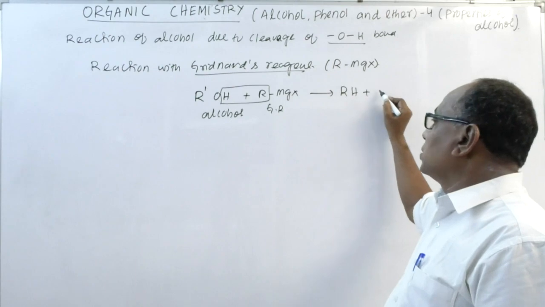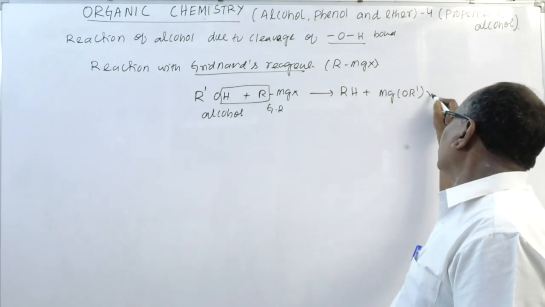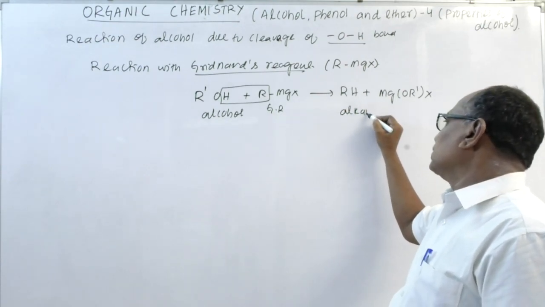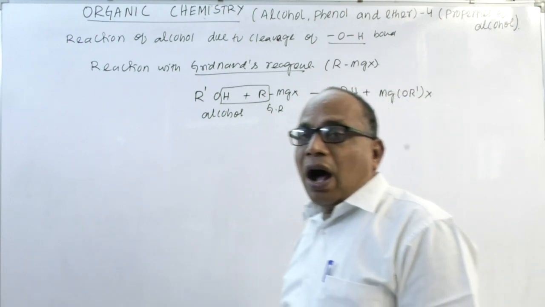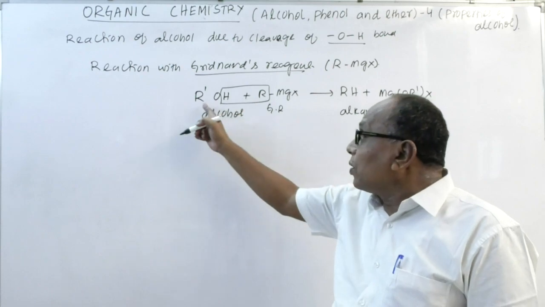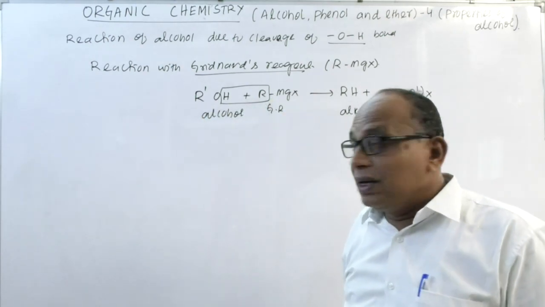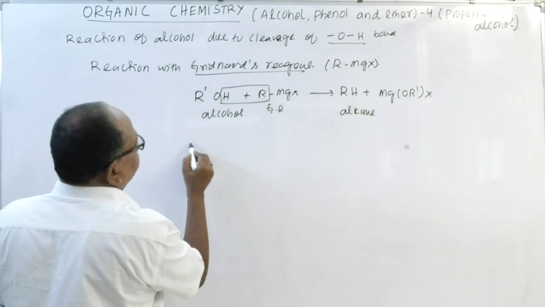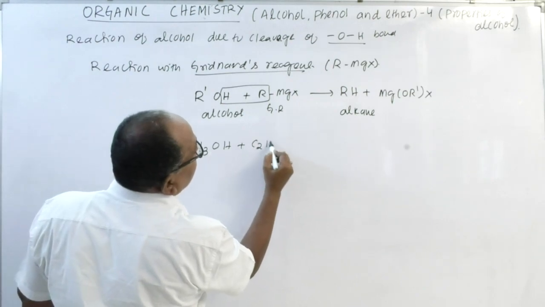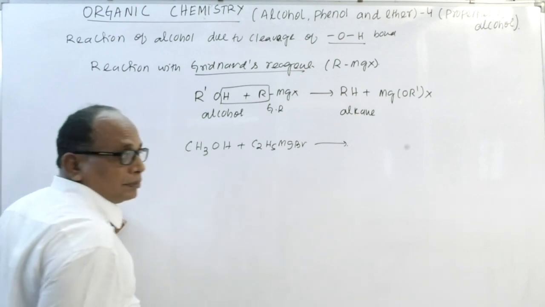RH plus MgOR-X. This is your alkane. You see how the alcohol can be converted into an alkane, not the corresponding one but the alkyl group of the Grignard reagent. For example, if you take methyl alcohol and react with ethyl magnesium bromide, it gives what?